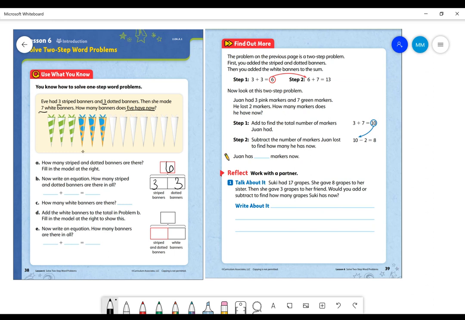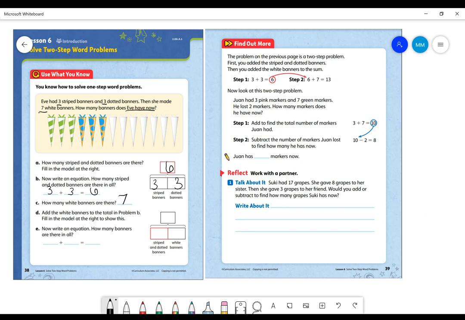Great job. So now it wants us to write the equation. How many striped and dotted banners are there in all? So we had 3 striped, 3 dotted, 6 in all. So that was step 1. Now it wants us to think about how many white banners there are. How many white banners did she make? 7. So this is where our second step comes in.